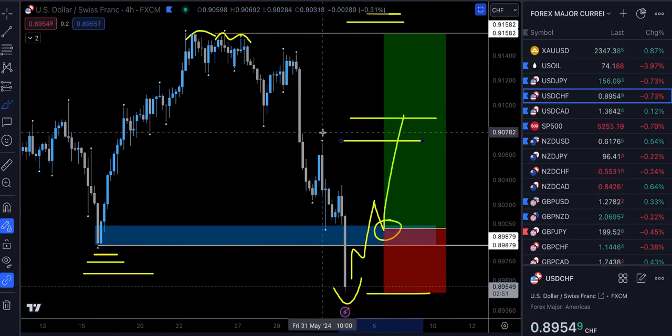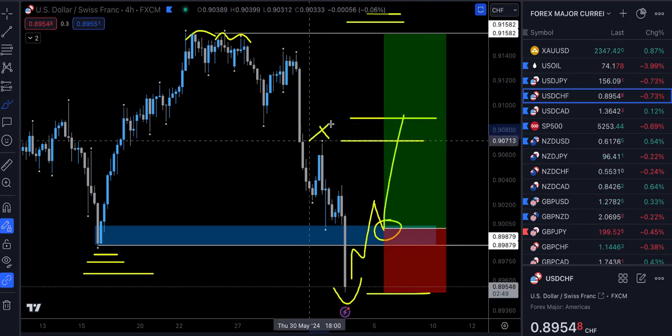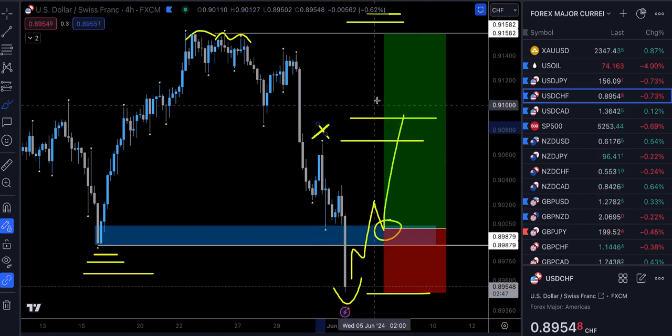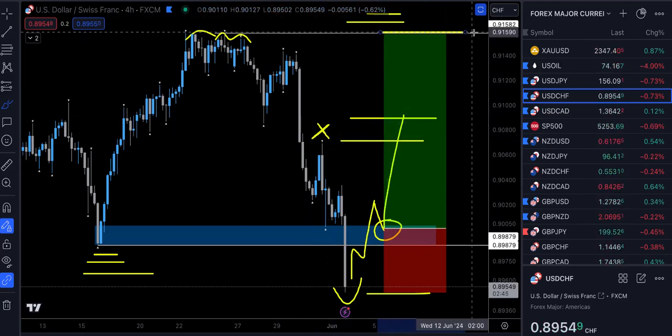You've got this first point of liquidity here. You've got liquidity resting above here, and then you've got ultimate targets, which will be up at range highs. So that's how I'm going to be trading USD CHF if this does present itself.